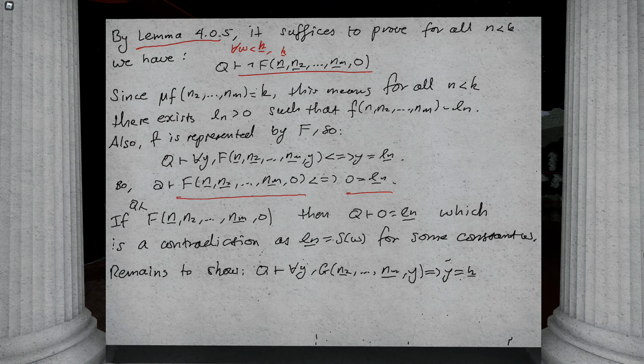You've proven that Q can't prove that it is the case, but that's not the same as Q can prove that it's not the case. I've shown that if I assume f of... I have shown that Q disproves it, because the point is if I assume that, so coming down here, if I have as a hypothesis f of n, n2 dot dot dot and n0, then I'm able to derive that 0 is equal to ln underline, right?